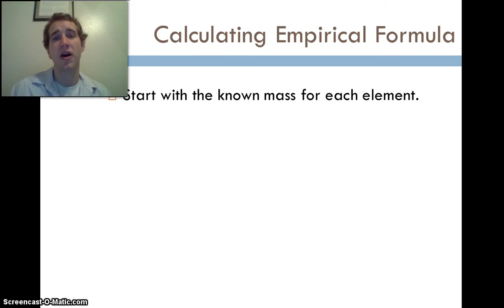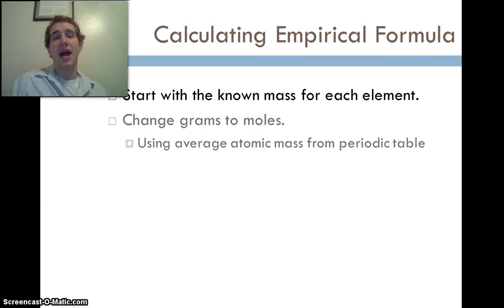You'd have to do some sort of measurement, some tool, some way to measure the amount. Now here, I apologize, that got cut off by the video a little bit. That says start. So you're starting with the known mass for each element. And you're going to start by changing those grams into moles, because not every element has the same mass. For example, hydrogen is the lightest of all of our elements. Oxygen is heavier. Lead is much, much heavier. So we can't compare them by using their masses. We have to change them into something else. We're going to change them into moles. To do that, we use our average atomic mass from the periodic table.